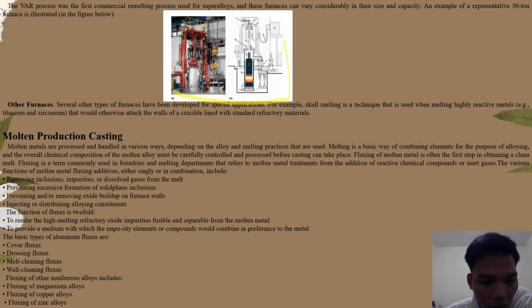The function of flux is to render high-melting oxide impurities feasible and separable from the molten metal. The flux is the medium in which the impurity elements are combined, in preference to the metal. The basic types of flux are cover flux, drossing flux, metallic flux, and volcanic flux, along with fluxing of non-ferrous alloys. It includes fluxing of magnesium alloys, fluxing of copper alloys, and fluxing of zinc alloys.